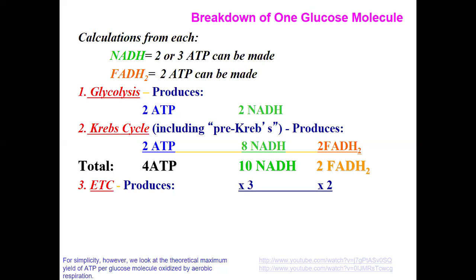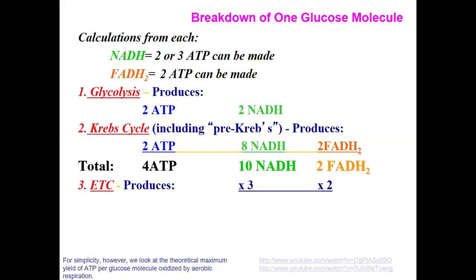And then you have 10 NADH that have been produced between glycolysis and Krebs cycle, because 2 is produced from glycolysis and 8 is produced from Krebs cycle. And then FADH2 is only produced by the Krebs cycle and it's just 2. So there you have 4 ATP, 10 NADH, and 2 FADH2 between glycolysis and Krebs cycle.